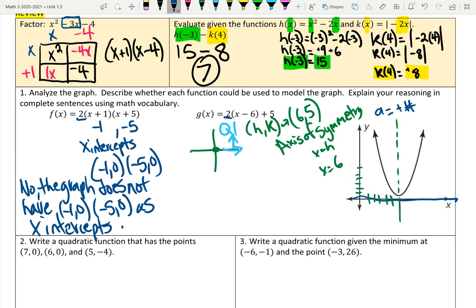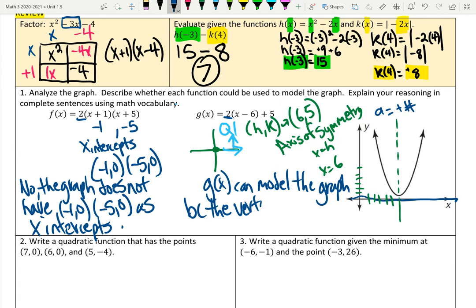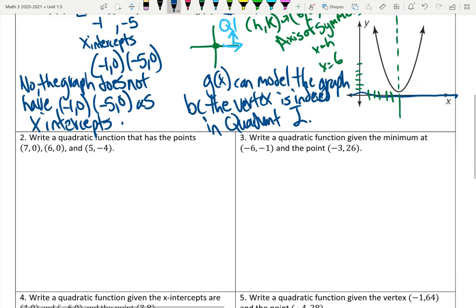So this is my argument. G of x can model the graph because the vertex is indeed in quadrant 1. Okay, keep on going.